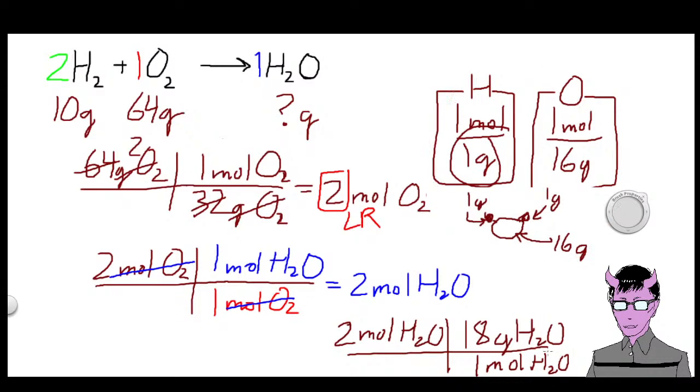And now we can just do the math. Cancel the moles, so it's going to be 2 times 18, which gives us a clean 36 grams worth of water. And that's the final answer to report. So there it is, 36 grams. And that's mechanically what we need to do.